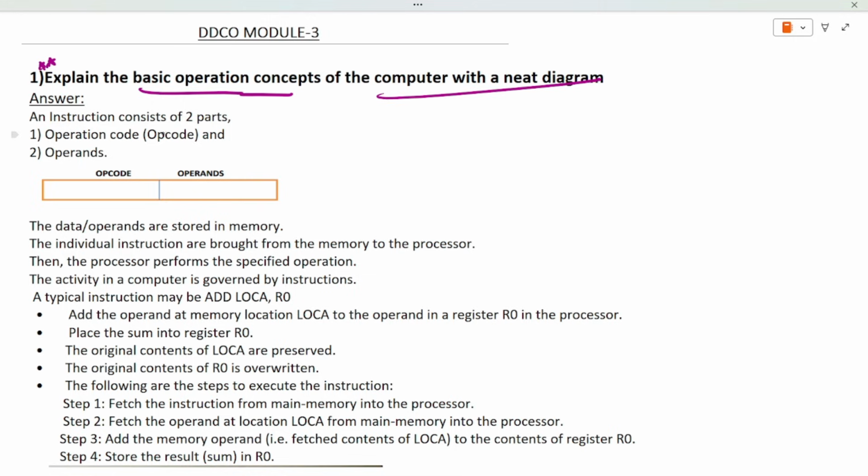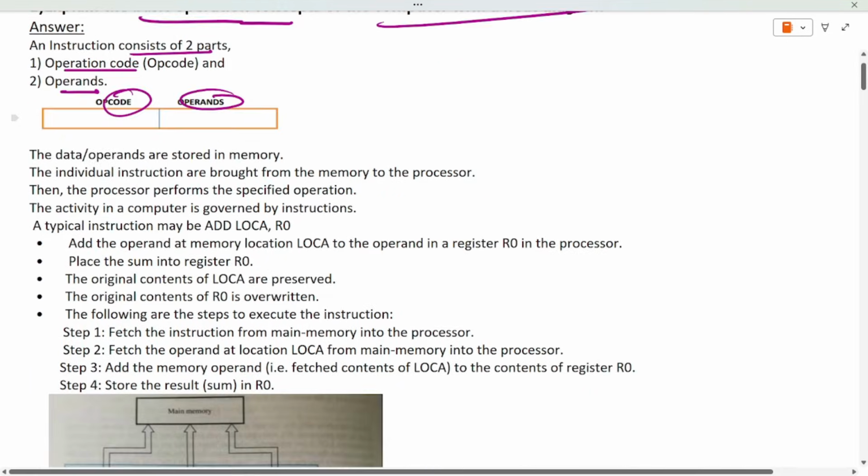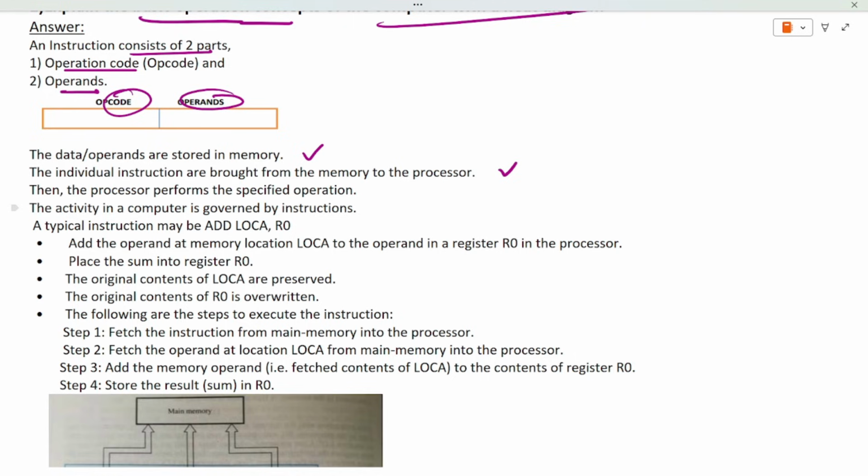First, the parts that come are the op code, that is operation code, and the operands. These are stored in memory and brought from memory to the processor. I'll be explaining in Kannada as well. It will perform the specified operation, and the activity in a computer will be governed by instructions. If we give some instruction, it will be performing it.